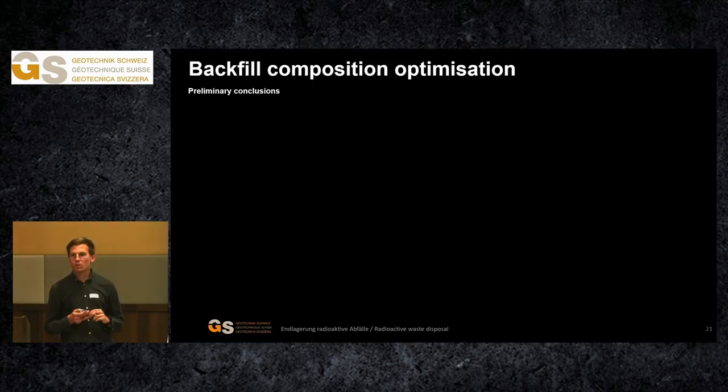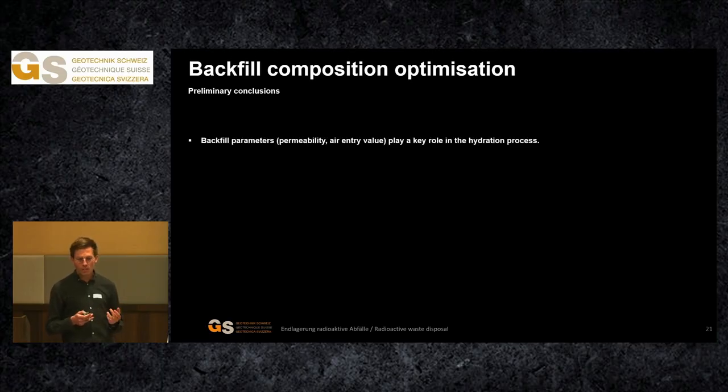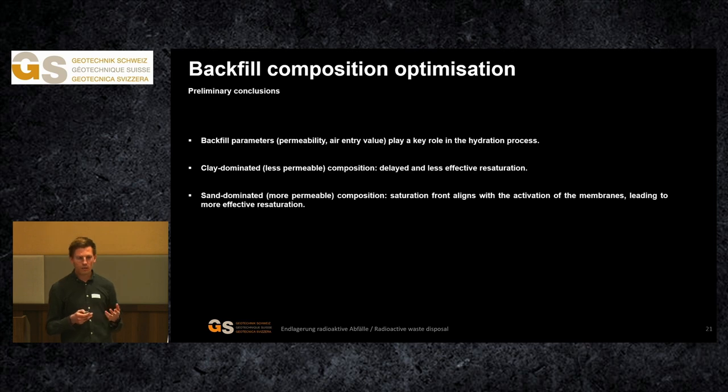And so as preliminary conclusions regarding the optimization of the backfill composition, we have demonstrated that the backfill parameters and especially the permeability play a key role in the resaturation process. We have seen also that the clay-dominated backfill composition that is less permeable leads to a less effective resaturation process, while the sand-dominated composition that is more permeable leads to a more effective resaturation process through the propagation of a waterfront.